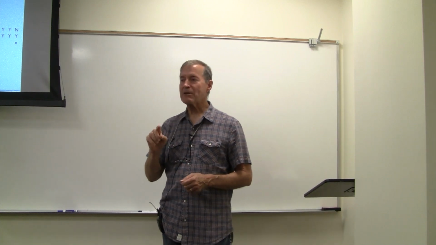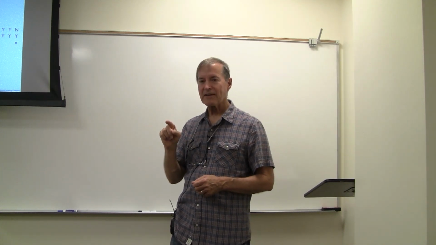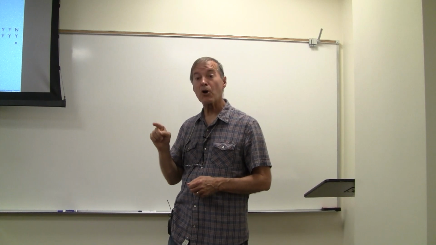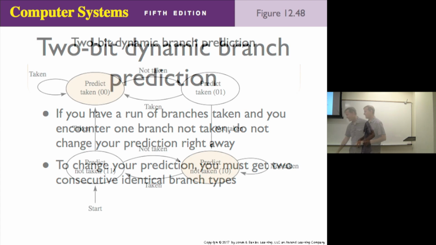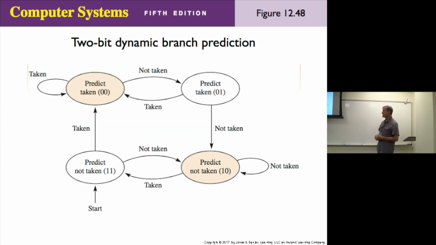In other words, maybe what we should do is only predict it differently if it's different two times in a row. That concept is the basis of what's called two-bit dynamic branch prediction. So if you have a run of branches taken and you encounter one branch not taken, don't change your prediction right away. To change your prediction, you have to get two consecutive identical branch types, and then you change. So here in figure 12.48 is the two-bit dynamic branch prediction.